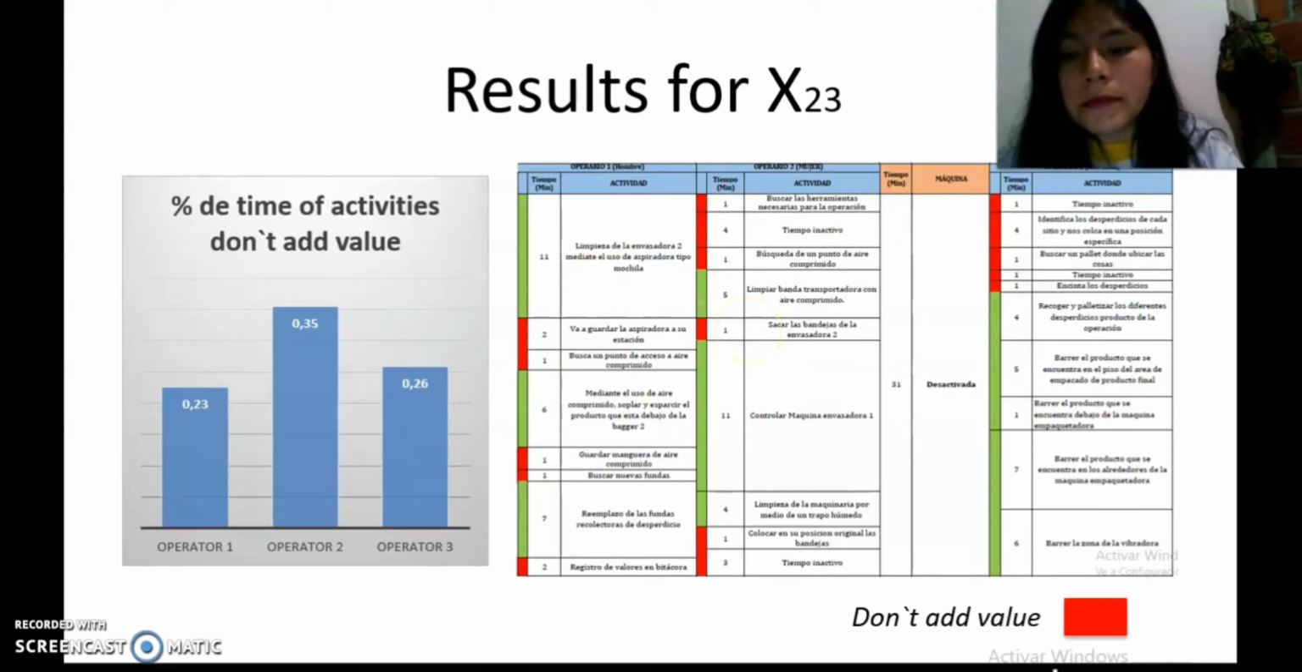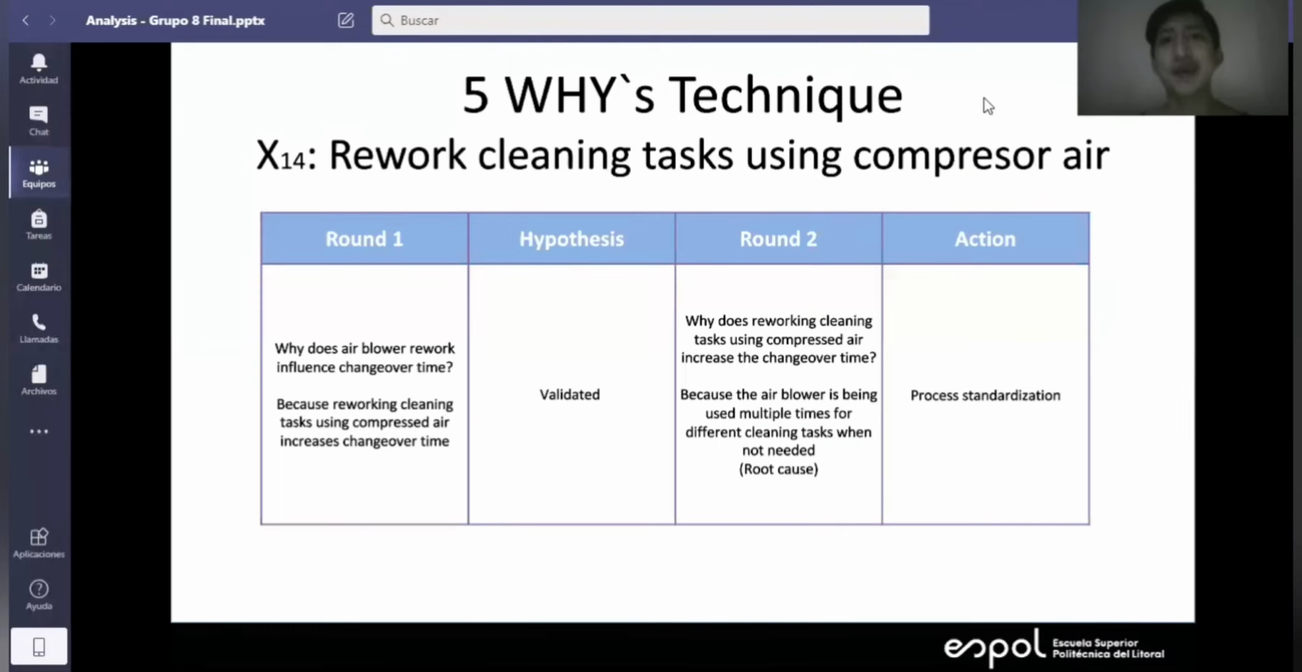our cleaning time. Once we have found the variables that influence our response variable, we must apply the 5 whys technique to find the root causes of our problems. The potential causes increase both the changeover and cleaning time. The root cause for the cleaning task using compressed air is that the air blower is being used multiple times for different tasks when it's not necessary.